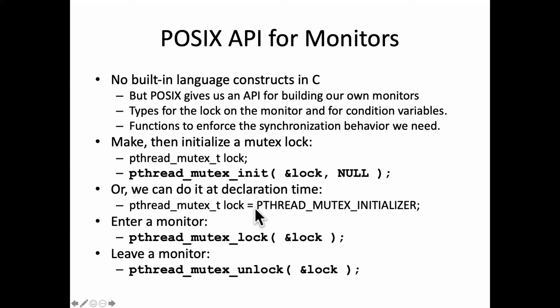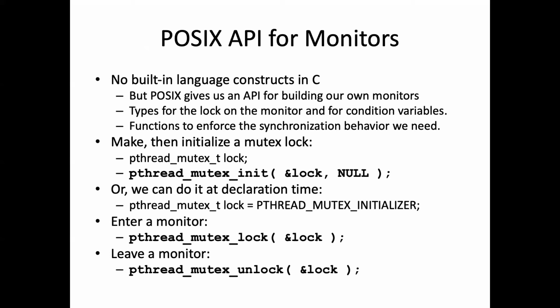Before you can use a mutex variable, you need to initialize it. There are two ways to do that. The hard way is you could call pthread mutex init, give it the address of the lock, and it will initialize that lock so that now you can use it. Or there's a constant, a preprocessor defined constant. And when you declare the lock, you can initialize it to this constant, and then you don't have to do the pthread mutex init.